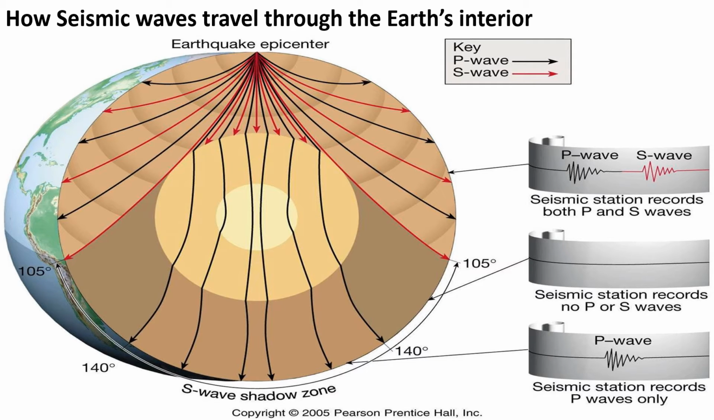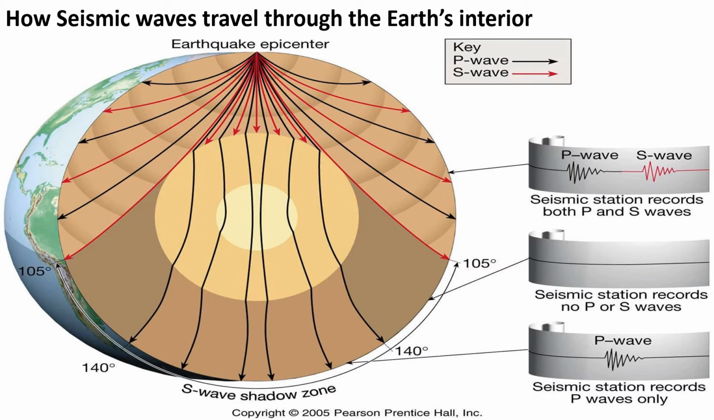Okay, this is how seismic waves travel through the Earth's interior. So, if you are going to imagine or try to figure it out that this is the Earth's interior. Ito sa center, ito na yung core, then you have the inner core, then the outer core, the mantle, and the crust. So, this is how the seismic waves travel through.